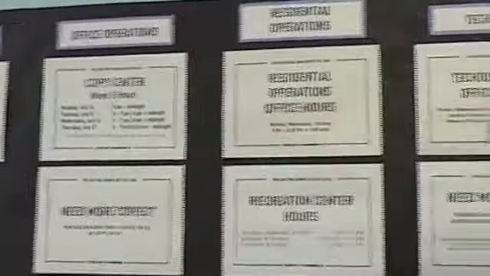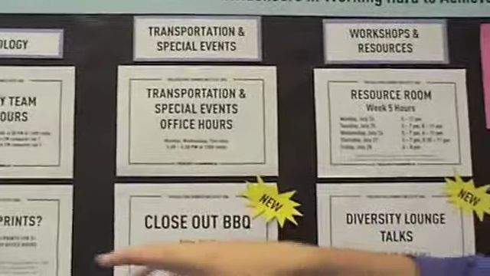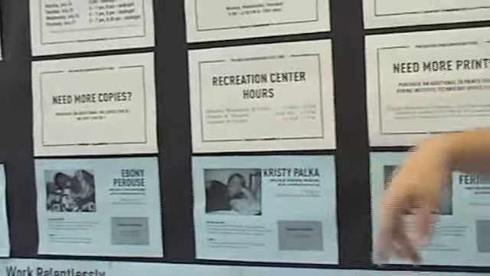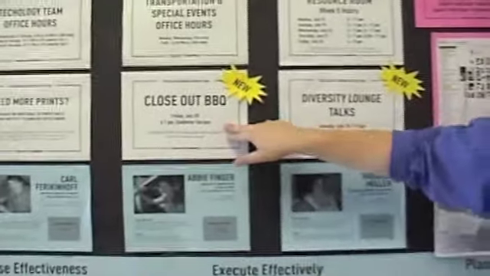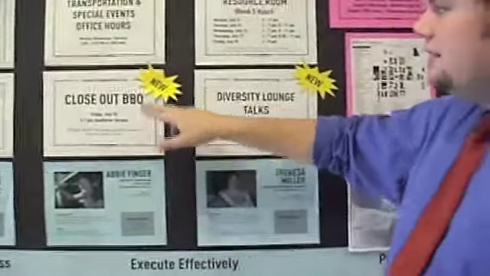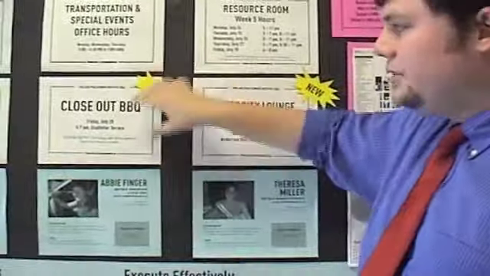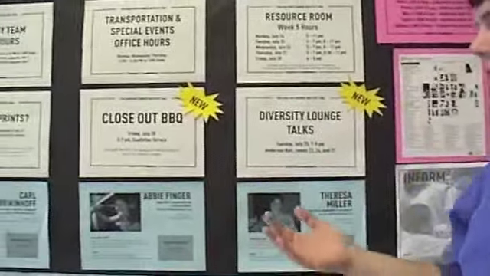At the top level here, you'll have all the office hours for each department. Some of these change weekly, like the copy center and the resource room, and some of these are just standing office hours. The second row here, you'll find important announcements. Office ops usually is need more copies and things like that. If some of these signs change, especially the special events signs, then I will have a little new sunburst just to let people know that this sign has changed out.